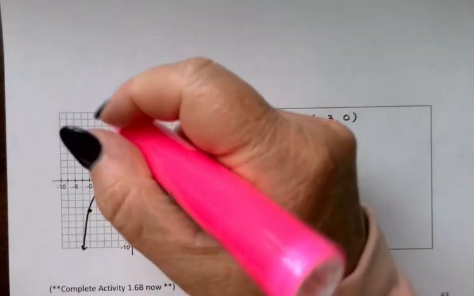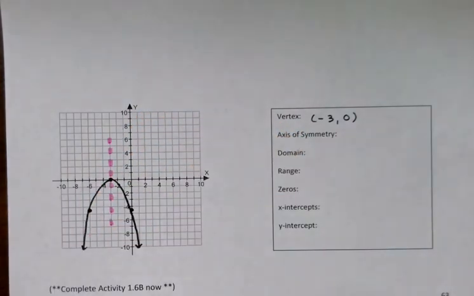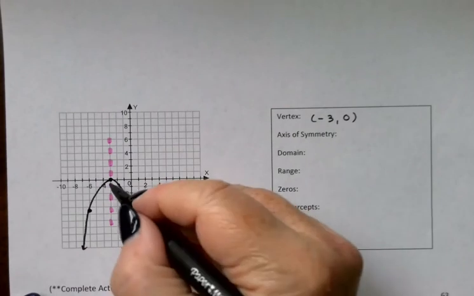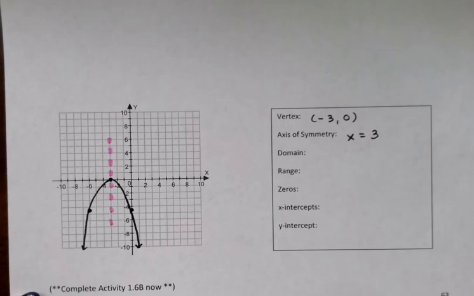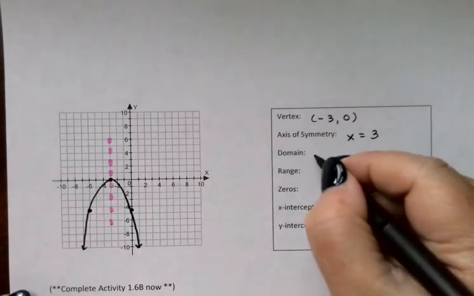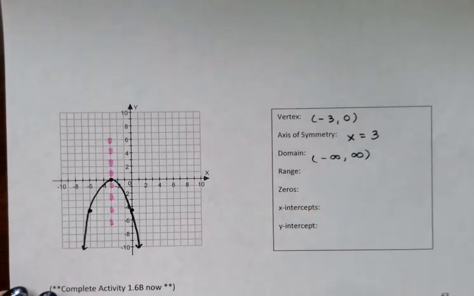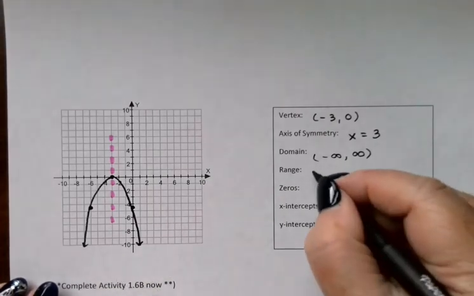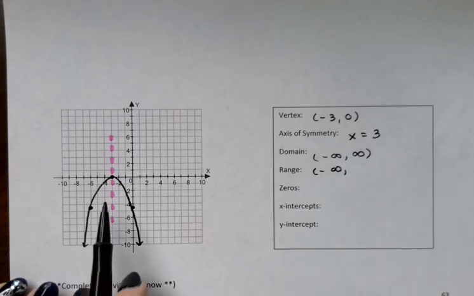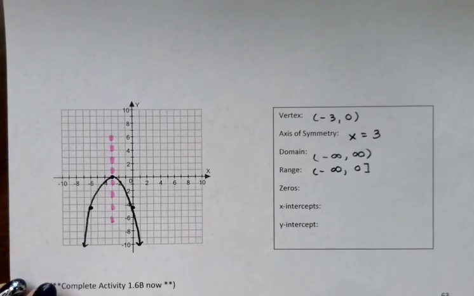All right, my axis of symmetry goes through the vertex here. And that has an x value of negative 3, so x equals negative 3 is that vertical line that forms the axis of symmetry. The domain, always for quadratic functions, is all real numbers from negative infinity to infinity. The range. The smallest y values actually go all the way down to negative infinity. But the largest y value is 0. It does include the 0, therefore I put a bracket.